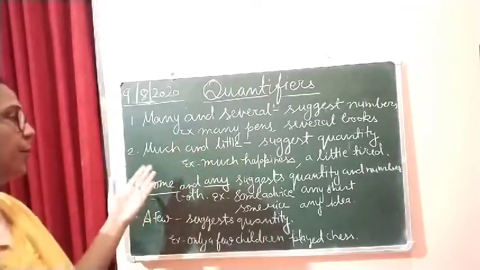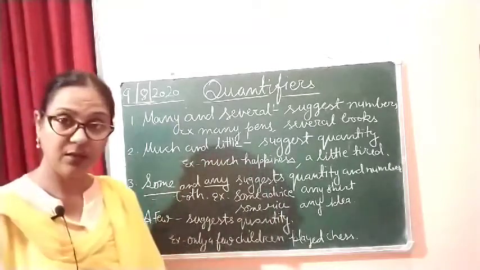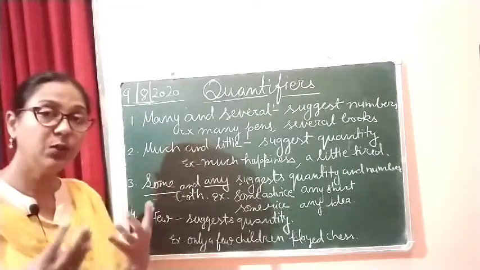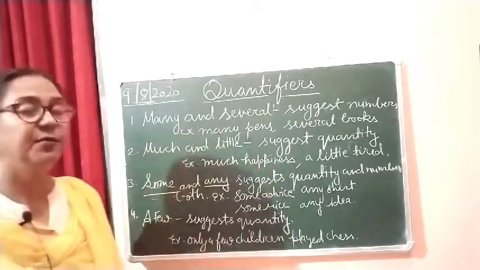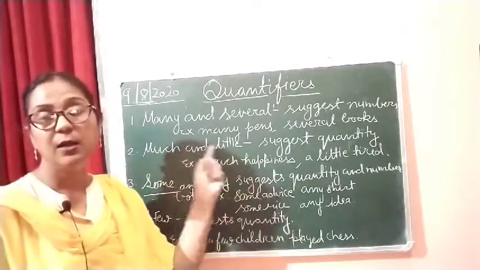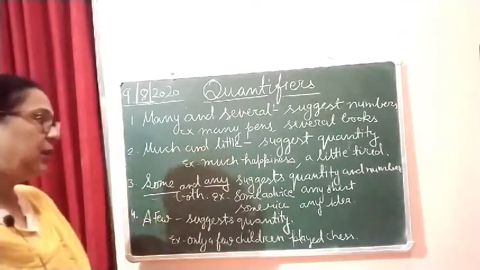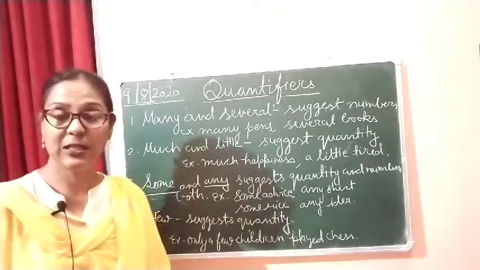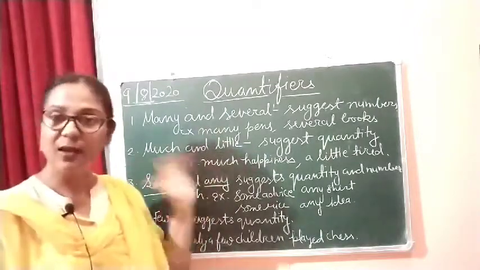Now we are moving to much and little. These are two quantifiers which suggest quantity. We are not talking about numbers here, they are suggesting only quantity. So they will be used with uncountable things. Many and several are used with countable nouns, and much and little are used with uncountable nouns. For example, much happiness, a little tired. These are things which are uncountable, so we are supposed to use much and little there.